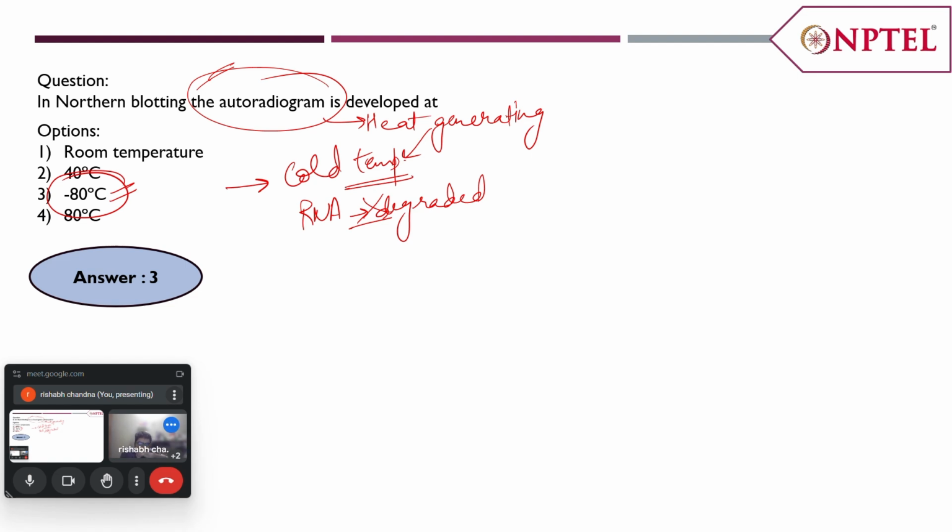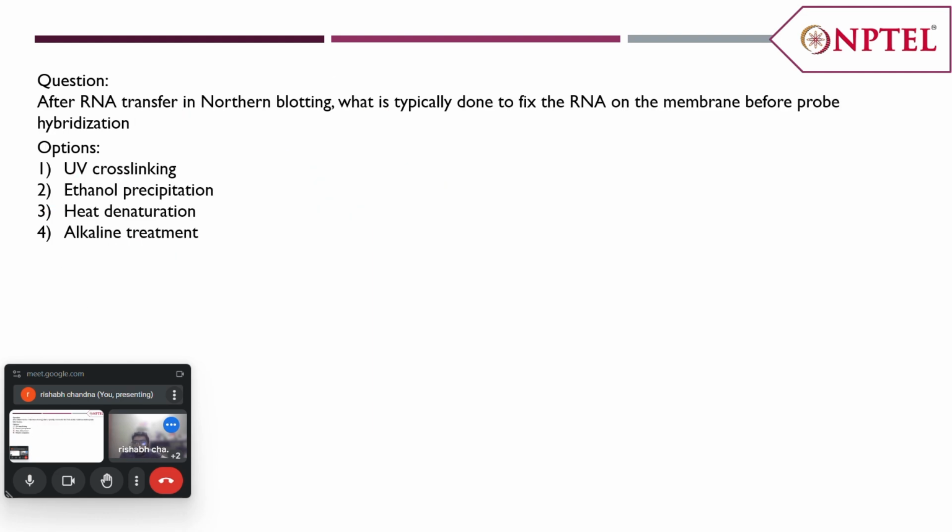Okay. Any doubts? If not, then we'll move on to the next question. After RNA transfer in northern blotting, what is typically done to fix the RNA on the membrane before probe hybridization?